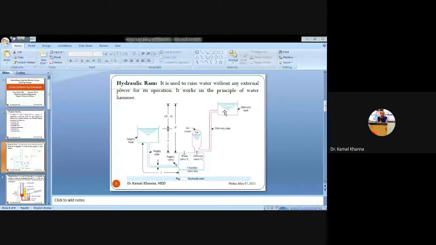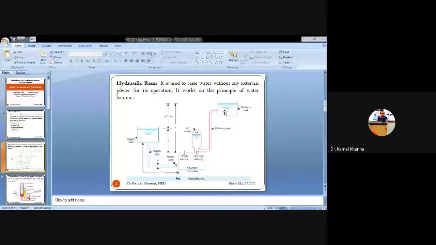You can see whenever the momentum of water gets destroyed in the valve box, valve 2 closes and valve 1 opens. So as soon as the momentum is destroyed in the valve box, valve 2 again closes and valve 1 again opens up, and hence it allows more water from the supply tank to enter into the chamber valve box. So this recommences the flow of water from the supply tank, and hence the cycle is repeated.